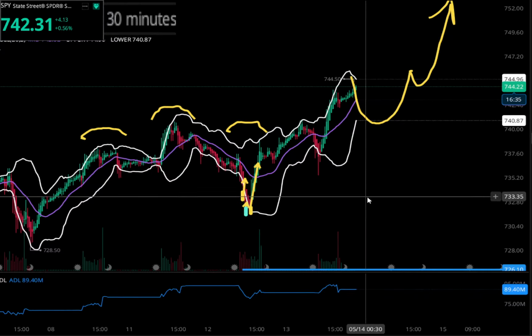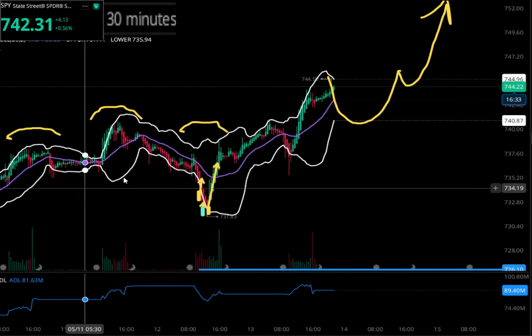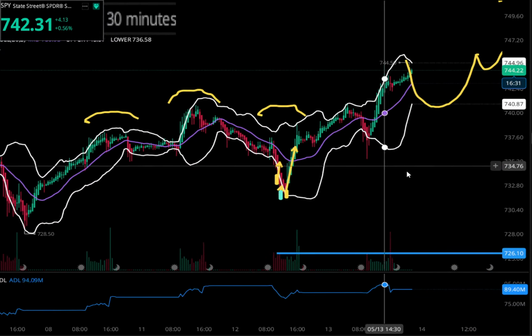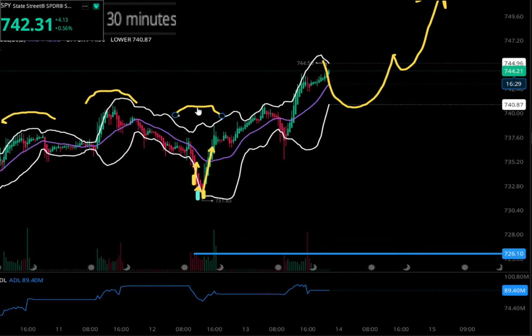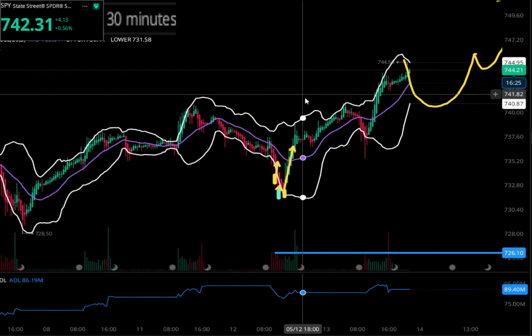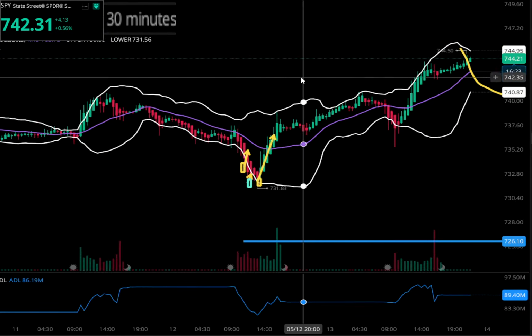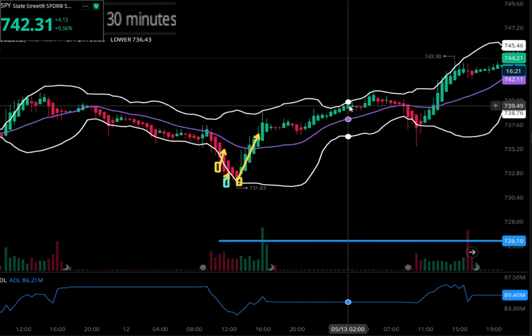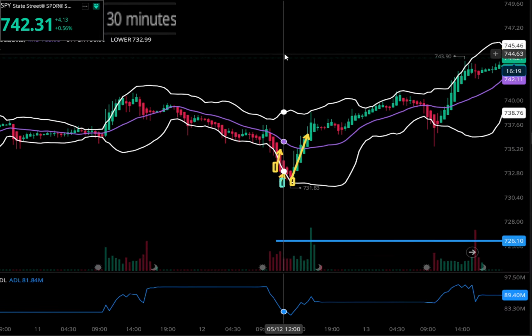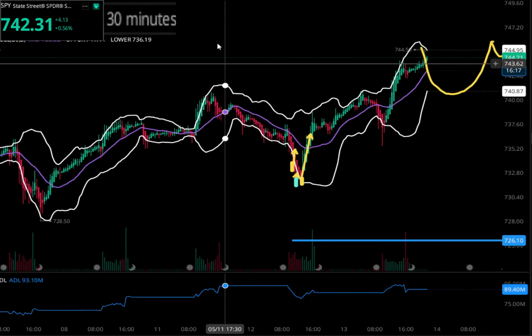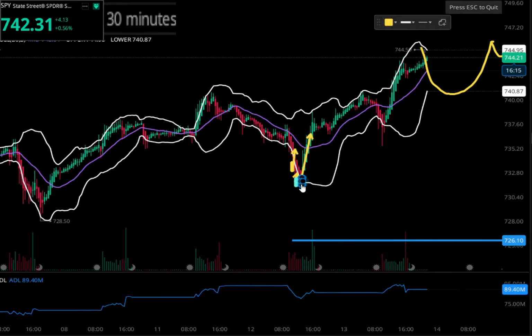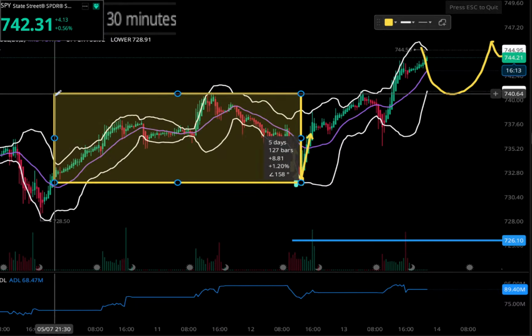Okay, so that's when we start using our Bollinger Bands. I do want to delete some of this previous structure here. But let's go back to yesterday's trading session. We see that potentially we have this very, very bearish structure.